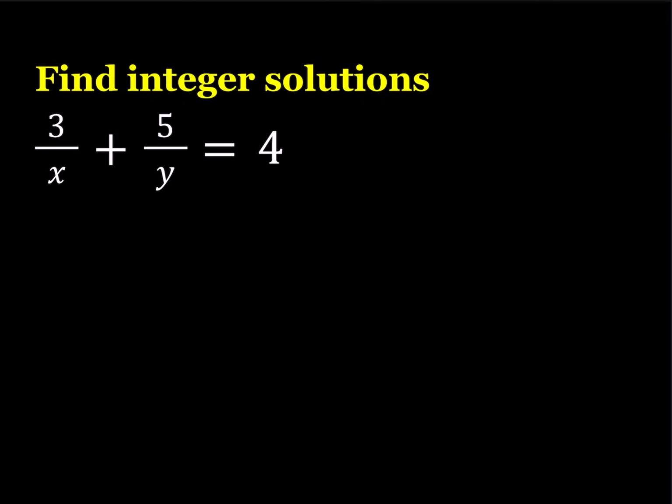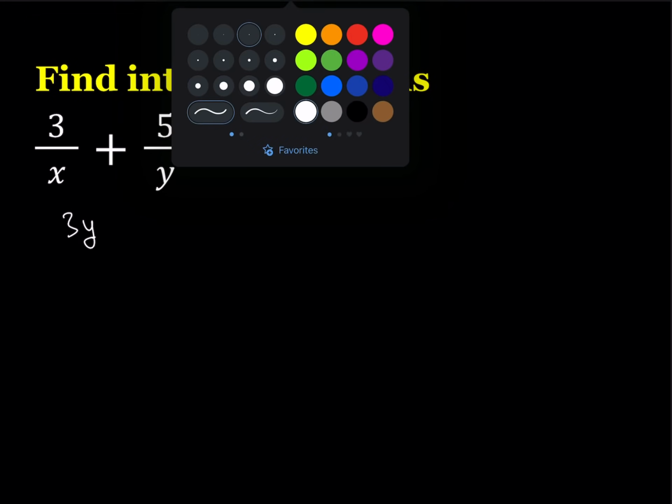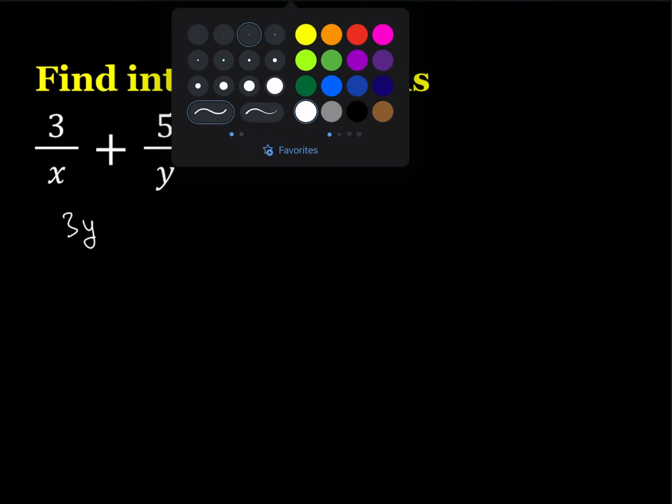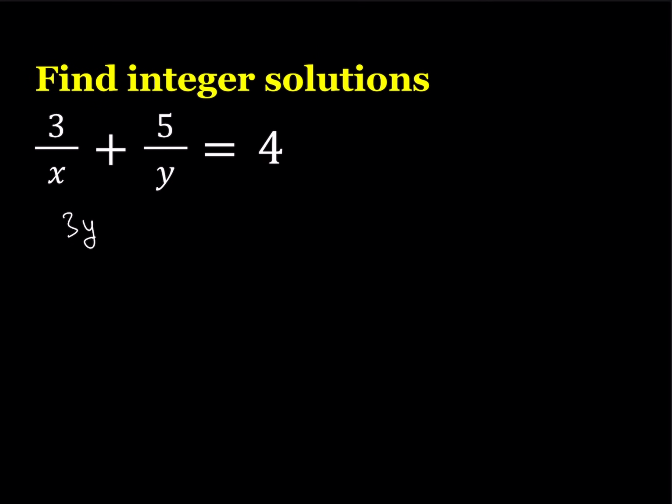I'll start by making a common denominator. So let's go ahead and multiply by y here. So that's going to give me 3y. Maybe I can just use a different color here, like this one. All right, here we go. So 3y plus 5x over xy. So if you go ahead and cross multiply, you're going to get 4xy from here. In other words, we multiplied both sides by xy. You'll get the same results if you do it.